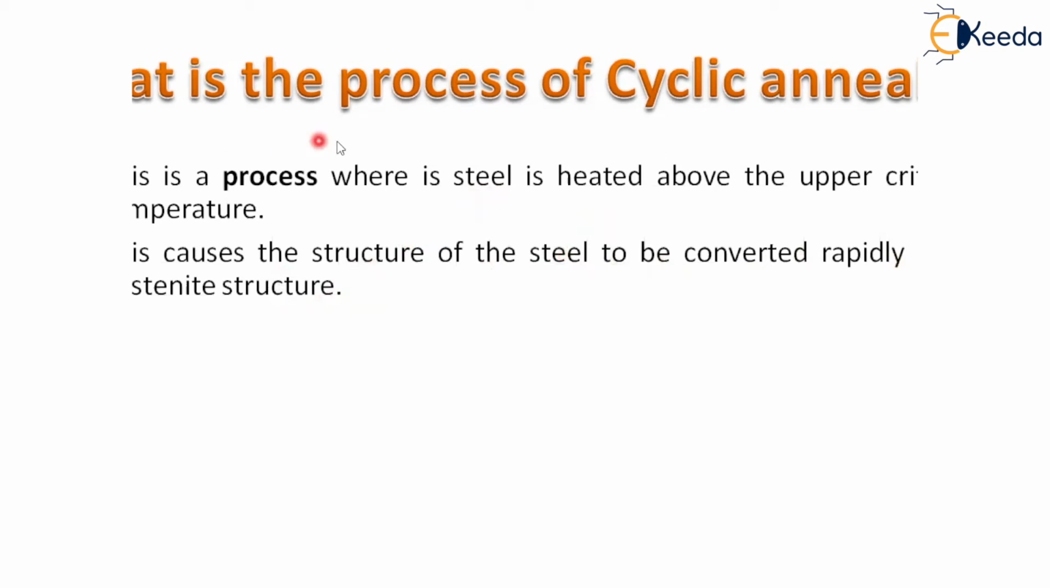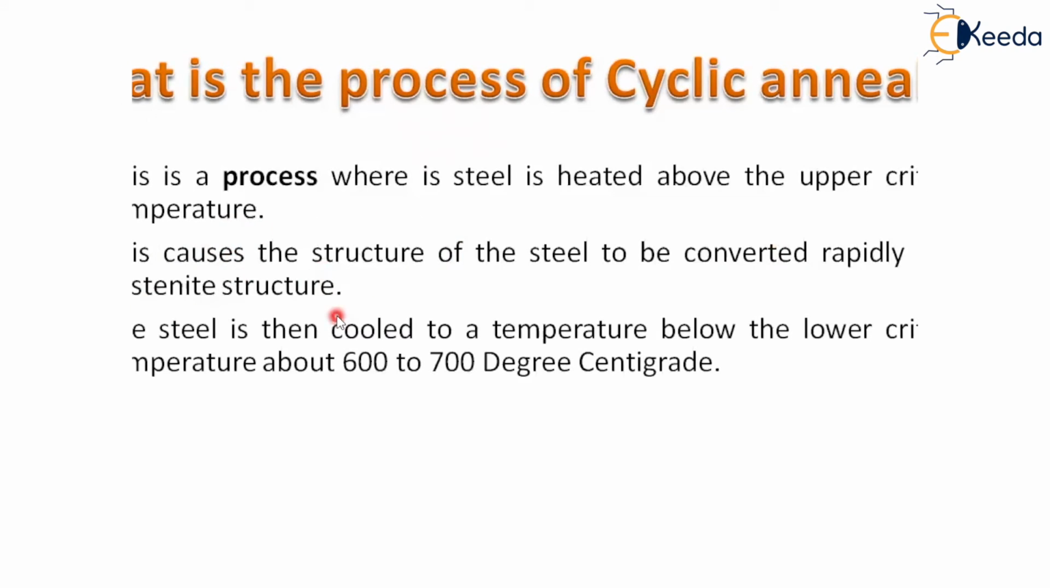So that means after the cyclic annealing heat treatment is completed, we can observe the microstructure that is rapidly converted to austenite structures. Whatever structure you have seen previously, before the cyclic annealing process, it converted rapidly. And the steel, after heating is completed, has to be cooled to a temperature below the lower critical temperature, that is about 600 to 700 degrees centigrade.